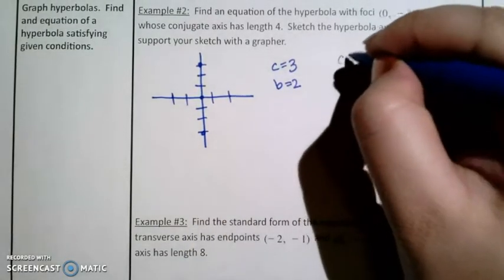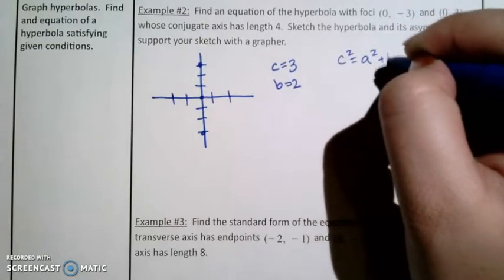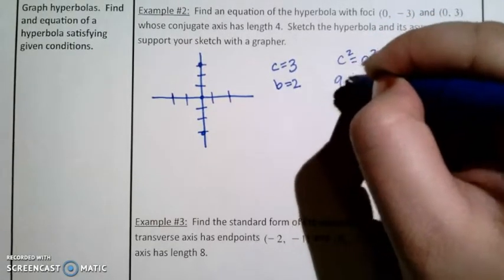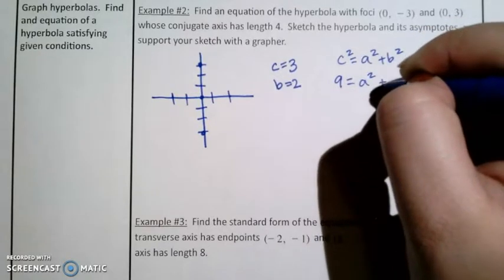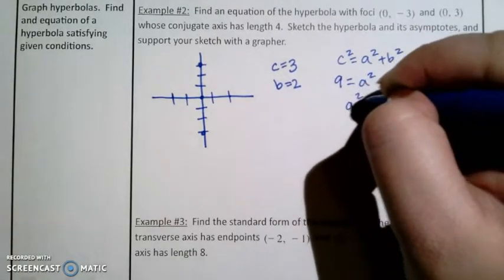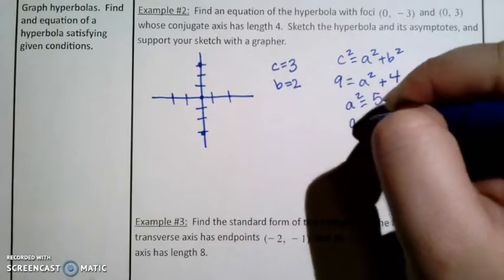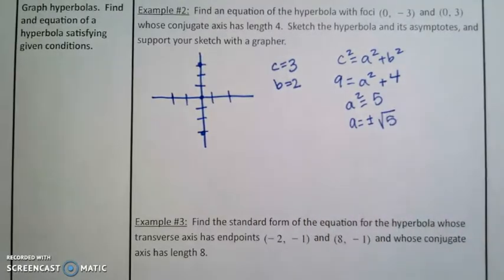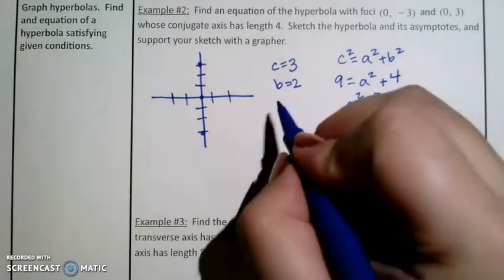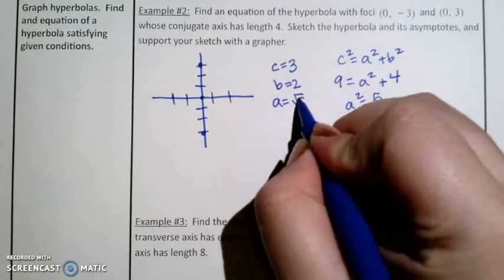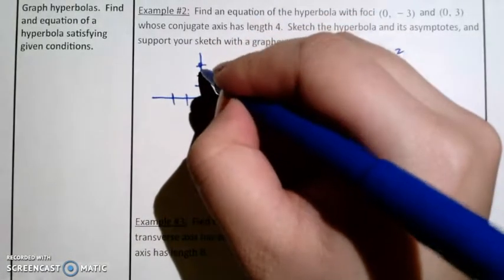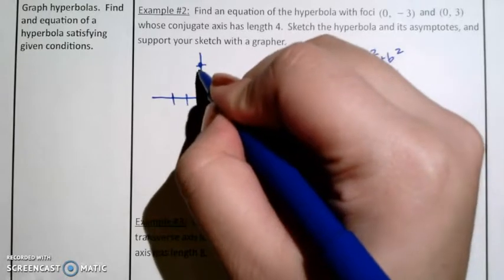So we can find a. c squared equals a squared plus b squared. So 9 equals a squared plus 4. a squared is 5, so then a is plus or minus the square root of 5. And again, we just choose the positive value. So we say a equals the square root of 5, which is between 2 and 3.